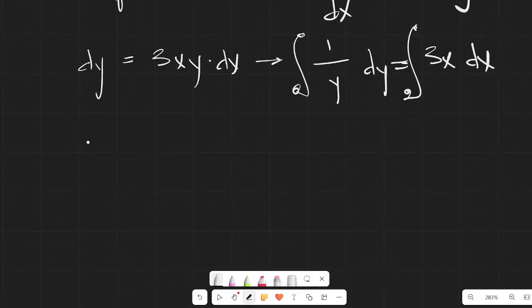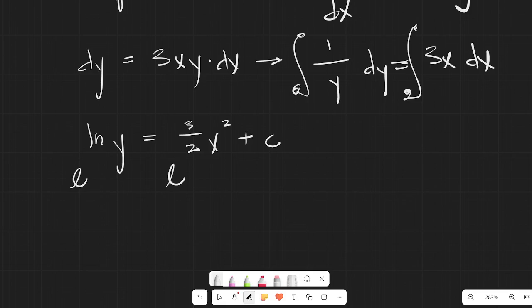And then from our integration tables, we should have by now memorized that the integral of 1 over y is ln of y, and then using the power rule of integration, we get 3 divided by 2 times x squared, and then don't forget your constant of integration. Again, indefinite integrals. How do we get rid of this ln? We need to get y by itself.